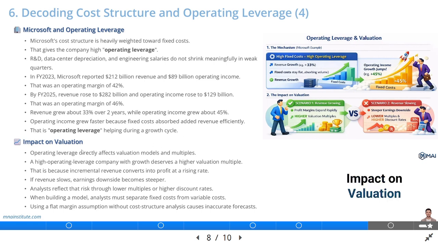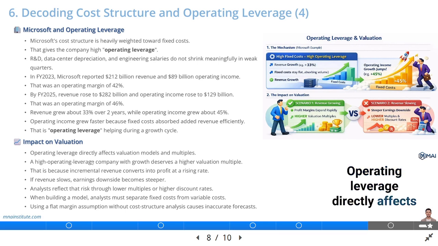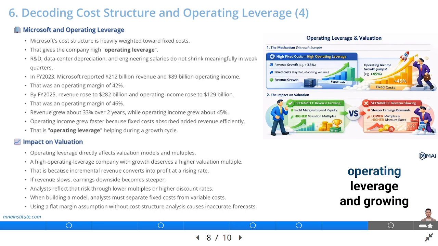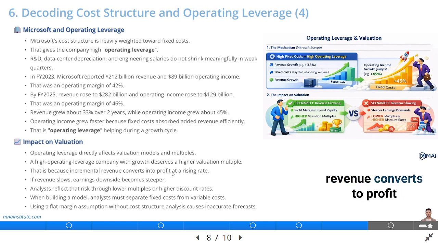Impact on valuation. Operating leverage directly affects how analysts build valuation models and assign multiples. A company with high operating leverage and growing revenue deserves a higher valuation multiple because incremental revenue converts to profit at a rising rate. Conversely, if a high operating leverage business faces a revenue slowdown, the downside to earnings is steeper, which introduces risk that analysts reflect in lower multiples or higher discount rates.